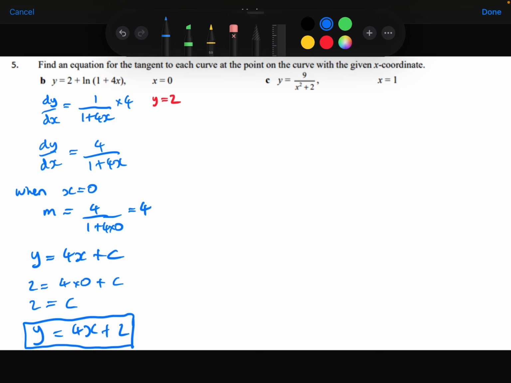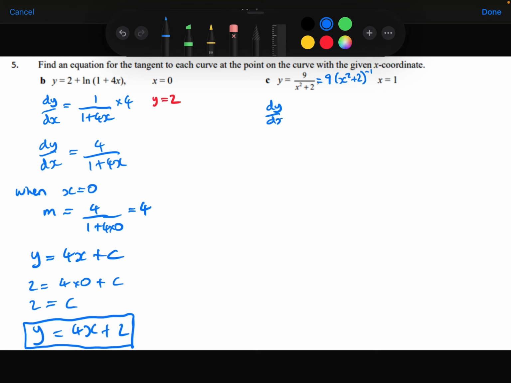Right, this second function. Same idea, we want the tangent to y equals 9 over x squared plus 2 at the point when x is equal to 1. First thing I'm going to do, in order for me to differentiate this, is I need to write it in a form that can be differentiated. So I'm going to take that x squared plus 2 that's on the denominator, and I'm going to move it up to be on the numerator with a negative power.